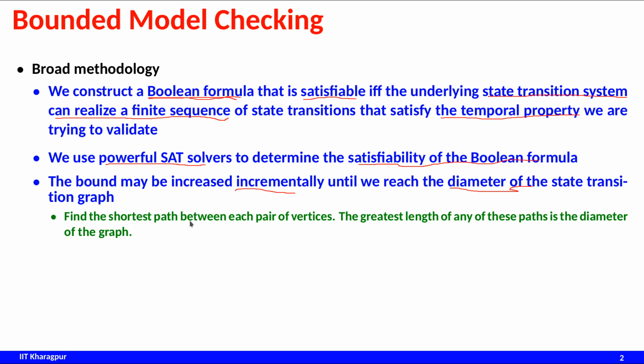So what is the diameter? You can find the diameter of a graph when you have the complete graph given to you. You find the shortest path between each pair of vertices, and then you choose the greatest length among all those paths. That will be the diameter of the graph.